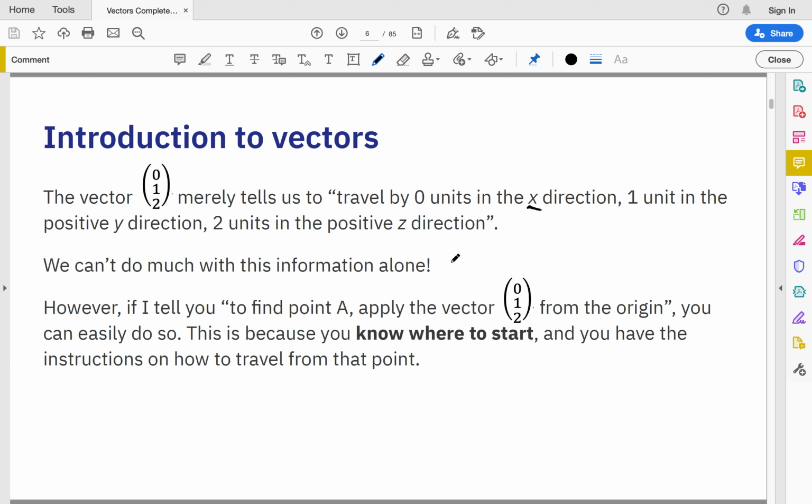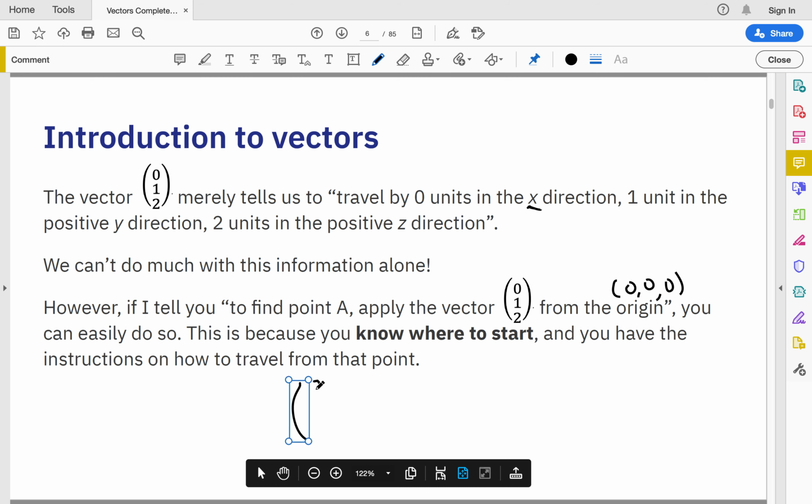As stated earlier, we can't do much with this information alone because it doesn't give us a starting point. But if I tell you to find point A, for example, we want to apply this vector from the origin. And we know that the origin in a 3D space is (0, 0, 0). You can easily do so because you know where to start and you have the instructions on how to travel from that point. So for example, if I give you the vector (2, 3, 5), and we want to start from the origin (0, 0, 0), let's follow this set of instructions.